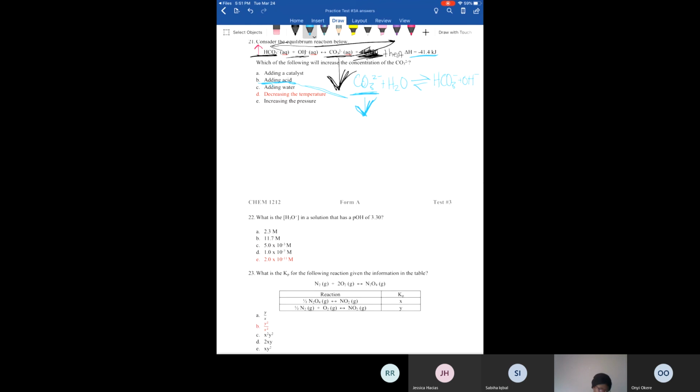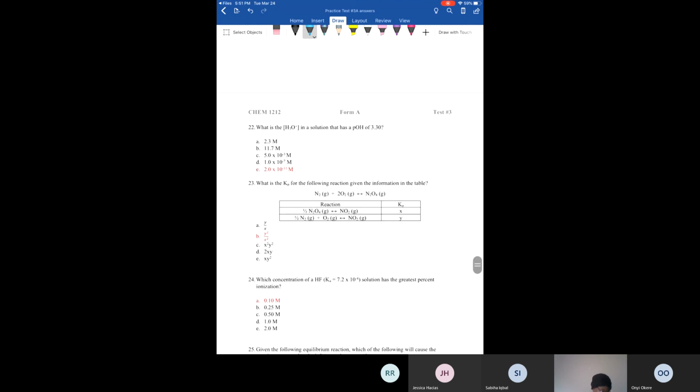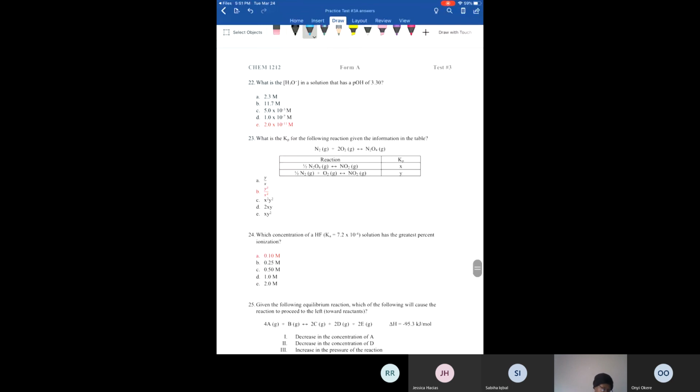Okay, we'll move on. What is the H3O plus concentration in a solution that has a pOH of 3.3? So this one is not bad. pH equals 14 minus pOH, and 10 to the negative pH equals your H3O plus concentration. So pH is going to equal 10.7.